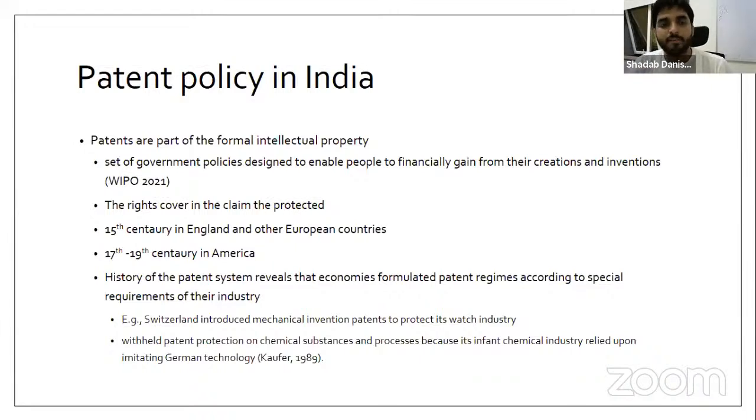A similar thing happened in India. From the 1970s till 2005, there was no product patent in pharmaceuticals. Why? The Indian government wanted to protect the economy of generic drugs. Most of the people are dependent on generic drugs, and generic drugs are cheaper compared to product-patented drugs, which are very costly.